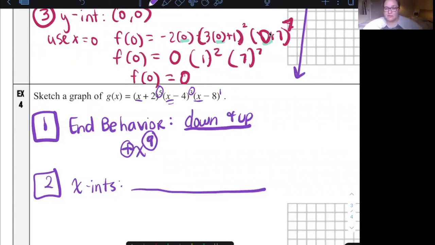All right, so now I want you to find your x-intercepts. So go ahead and do that on your own. Press pause and then press play when you're ready to check your answers for that. And you can go ahead and graph them as well.